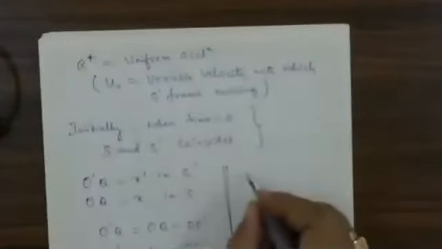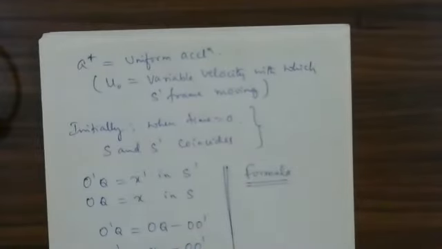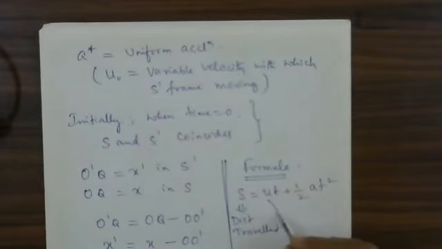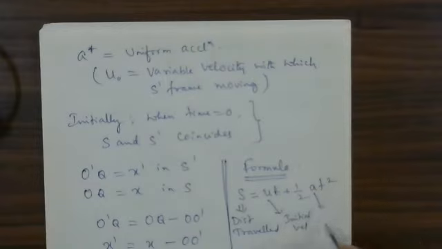We know this formula taken from first PUC or high school level. The distance covered is given by S, where S is the distance traveled, is equal to UT plus half AT square. Here S is the distance traveled, U is the initial velocity, T is the time taken, and A is the acceleration.